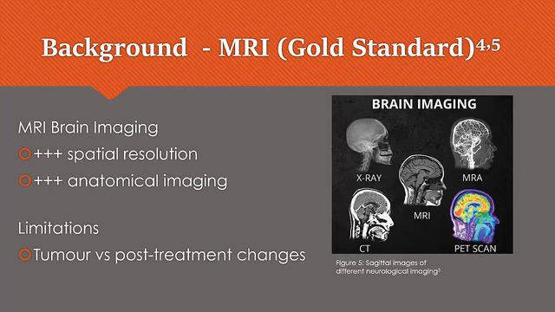The current gold standard for evaluating brain malignancies is magnetic resonance imaging, which in general provides superior anatomical imaging and spatial resolution in comparison to other imaging modalities. However, MRI does have limitations in distinguishing tumour from non-tumour tissue in the post-surgical and radiation treatment phase.